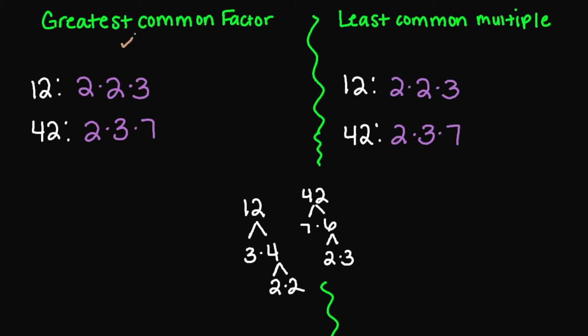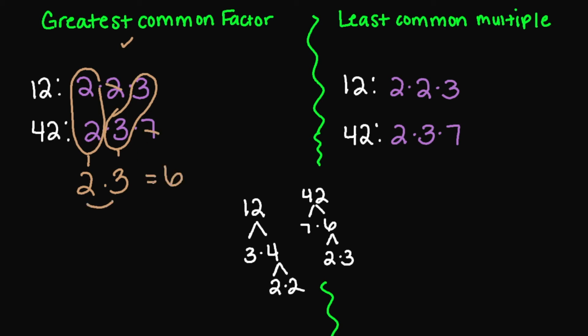So let's look at our GCF. A common factor that both numbers share, we have a 2 right here. I'm going to write this 2 one time. And we also have a match right here for my 3. So I'm going to include that 3 in my answer. I'm going to write that 3 one time. All the other numbers are going to remain out. So now we have 2 times 3. This is going to equal 6. So your GCF is 6.